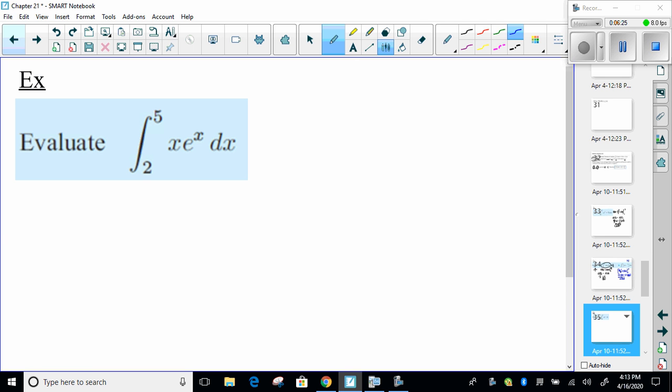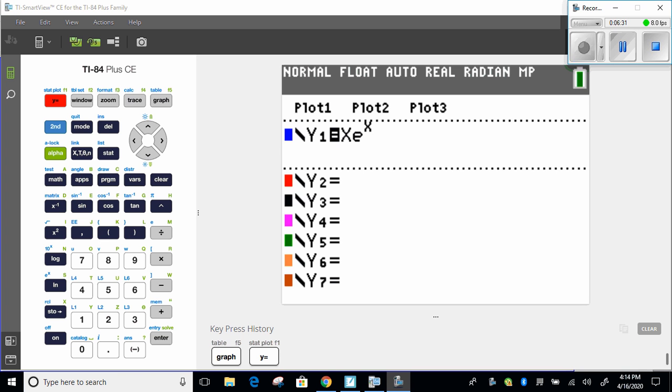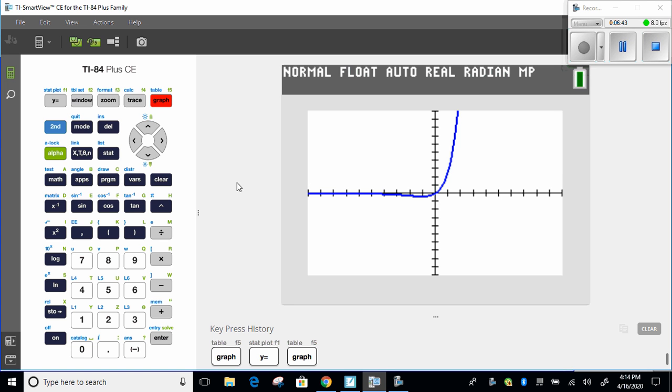So what we can do now is use our calculator. So in order to use our calculator, grab those out. And we are going to substitute in the equation. So x times e to the x, I put it into y1. And so now when I graph this, we get this graph. And what we're doing is finding the area under the curve between 2 and 5.